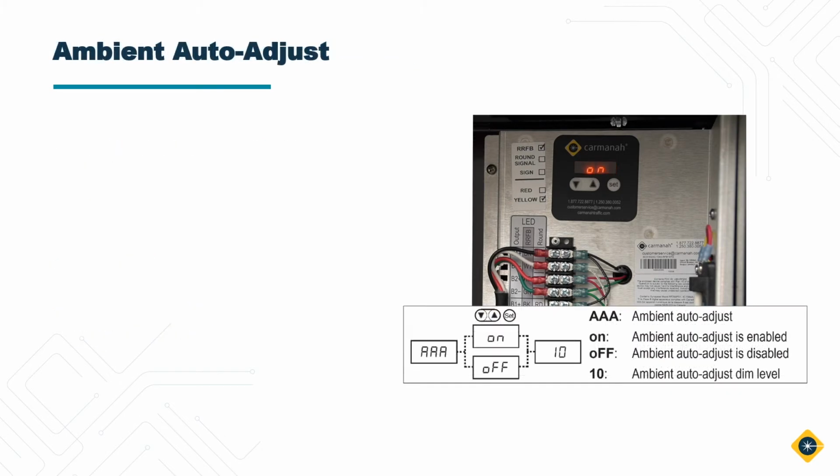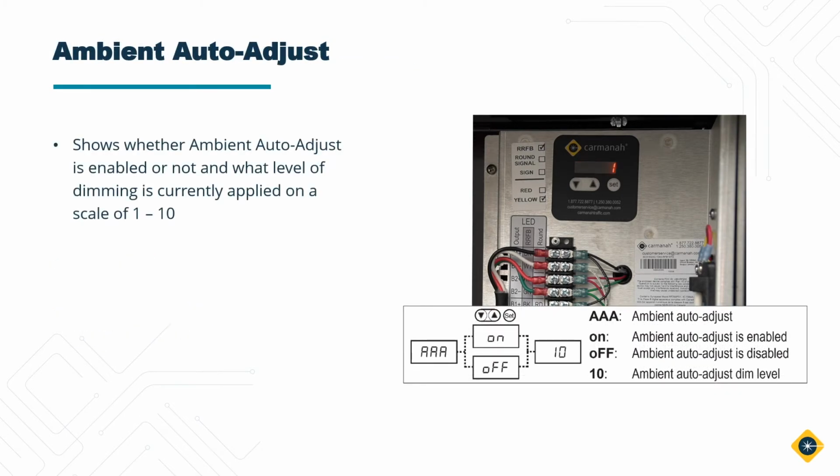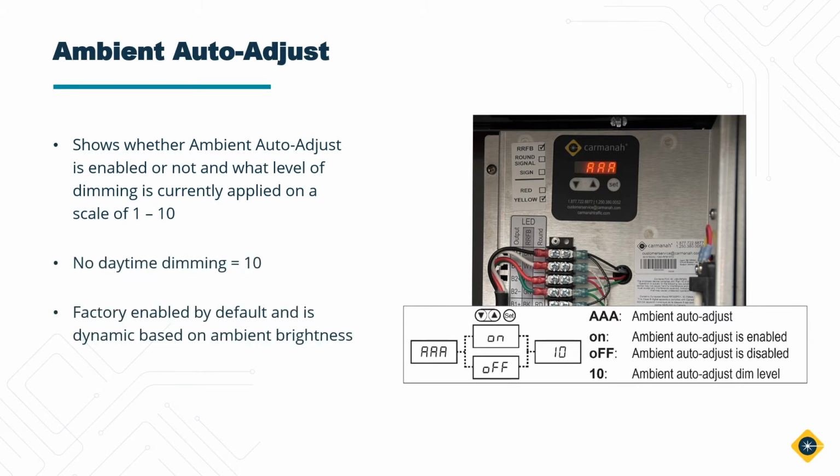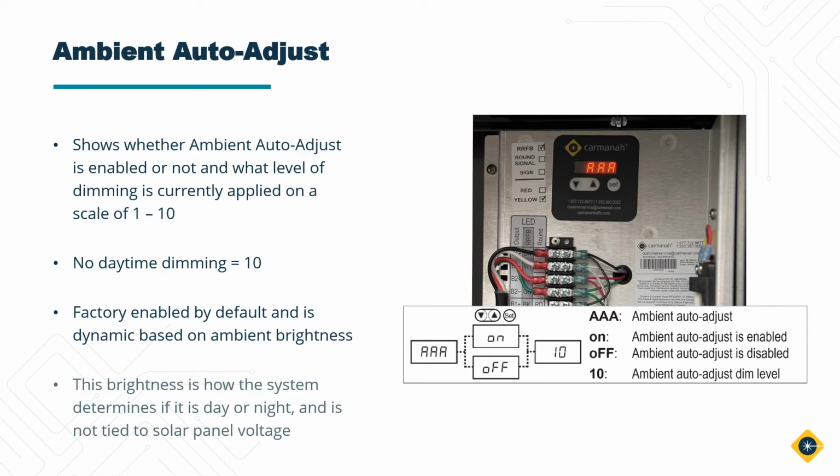Ambient Auto-Adjust. This will show whether Ambient Auto-Adjust is enabled or not, and what level of dimming is currently applied on a scale from 1 to 10, with 10 signifying no daytime dimming. This feature is factory enabled by default and is dynamic based on ambient brightness. This brightness value is how the system determines if it is day or night, and is not tied to solar panel voltage.